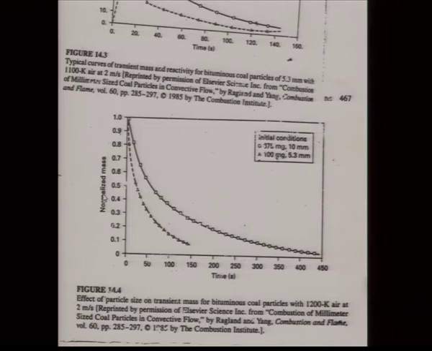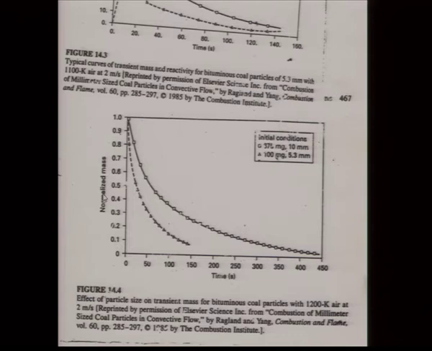So, you will see that the larger particle actually is losing mass at a slower rate, isn't it? So, is that expected? Or what do you think? If you have a smaller particle, then what will happen? More area of contact with oxidizer.